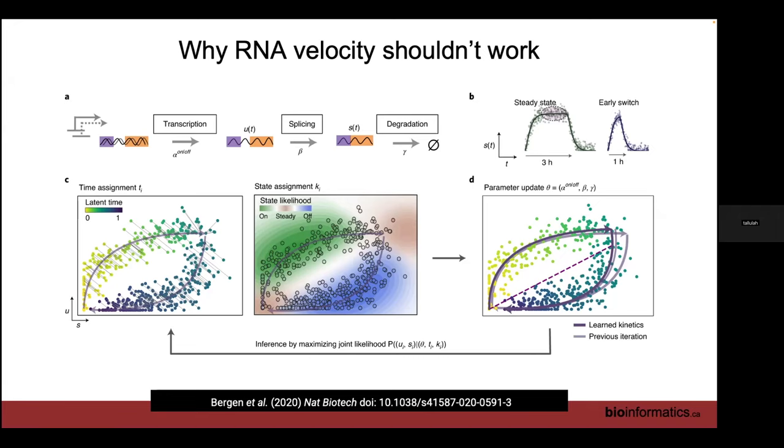I titled this slide, Why RNA Velocity Shouldn't Work, though, because you have to make a ton of assumptions for this to be true. The big one is that the degradation rate of every spliced transcript is the same. Because if the degradation rate changes, you'll get the exact same pattern in terms of spliced versus unspliced transcripts, but the interpretation will actually be the opposite. So if the degradation rate is changing rather than the transcriptional rate, RNA velocity is actually backwards. So we're assuming that regulation is happening at the transcriptional level, not the degradation level.